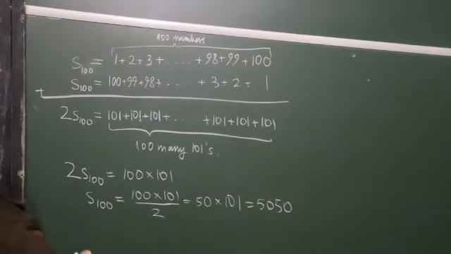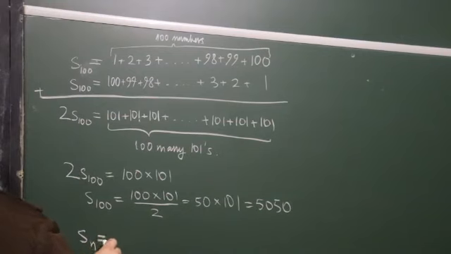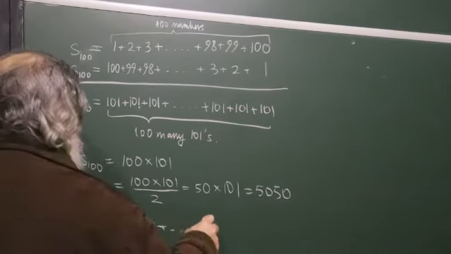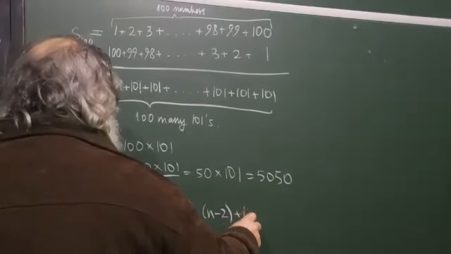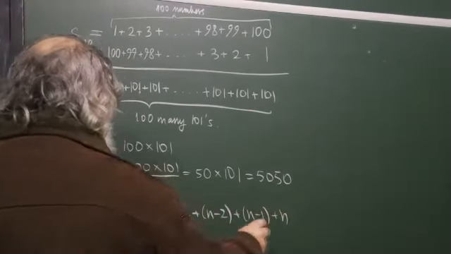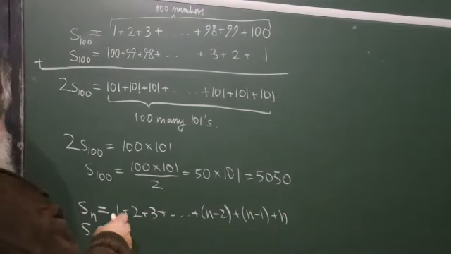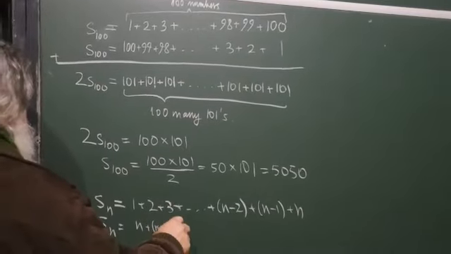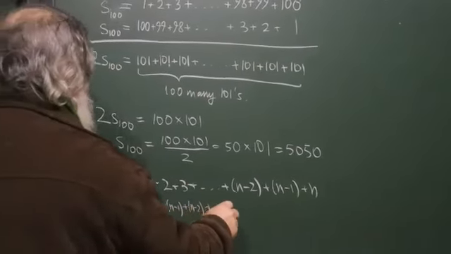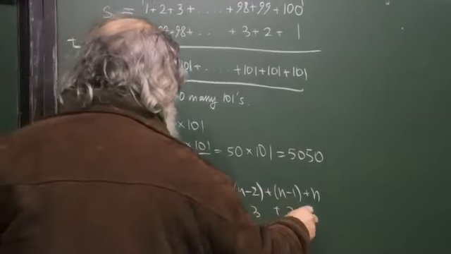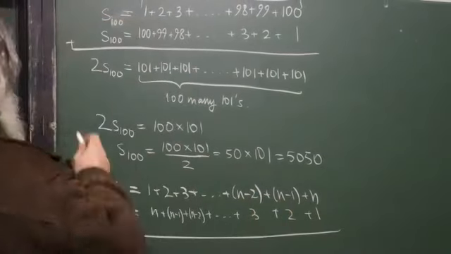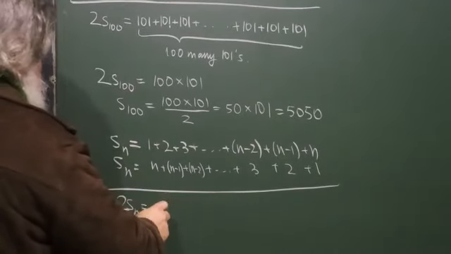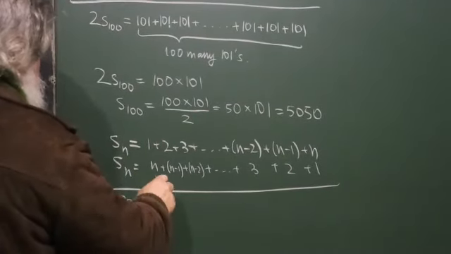If you do it with n, Sn, with general number, you get 1 plus 2 plus 3, and so on, plus n minus 2, plus n minus 1, plus n. You write again Sn, but now from the reverse order, n plus n minus 1, plus n minus 2, plus 3, plus 2, plus 1. And you add them, like in here. You get 2 Sn here. Here we get n plus 1s. This sum is n plus 1.